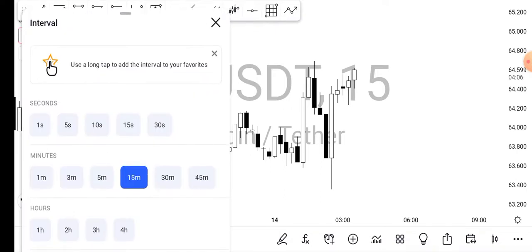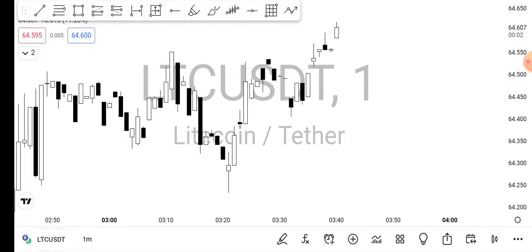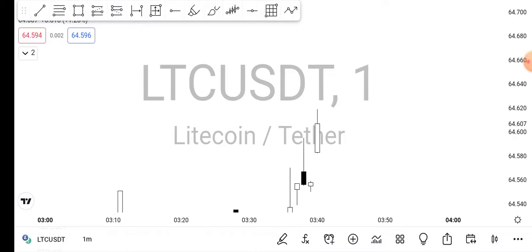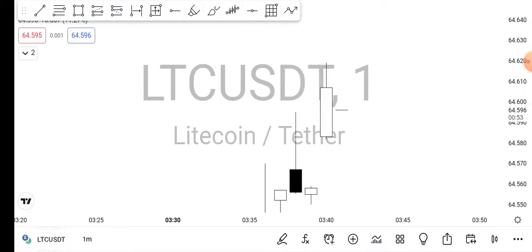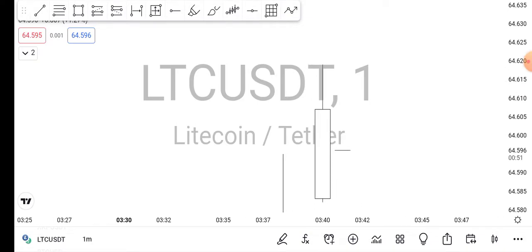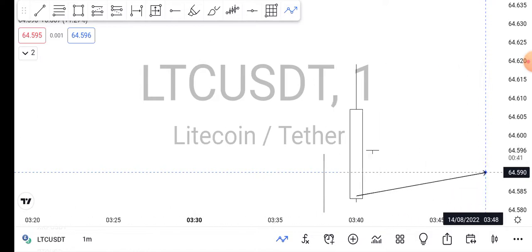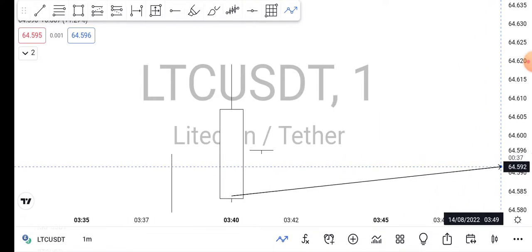Now I'll be going lower to the 1 minute time frame for you to see how candlesticks actually form. Okay, so this now will be forming a new candle. So you see a new candle is forming. If you look to this side of the chart, you see a countdown. That's the amount of time left to finish forming that candle.